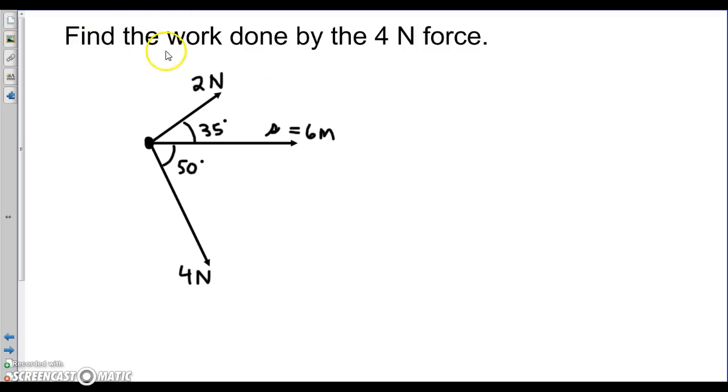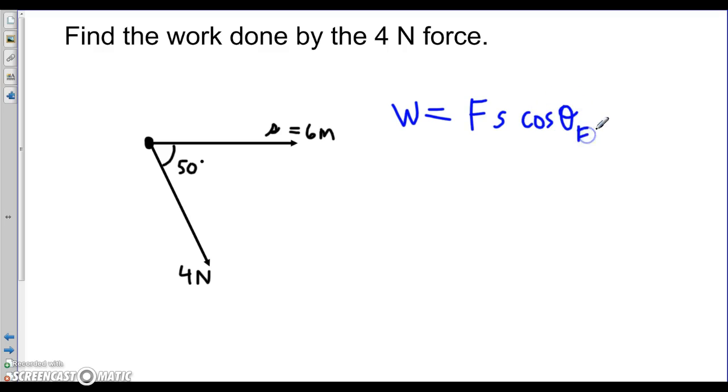Let's say the problem tells us to find the work done by the 4 Newton force. That means we're focusing on this force. So let me just take away the other information. Oops. The 2 Newton force, we're going to take that away and forget about it. It's still there. We're just not going to worry about it right now. We have just this force and just this distance. The equation for work that we use to solve is force, the magnitude of the force, times the distance, times the cosine of the angle between those two things, like that.